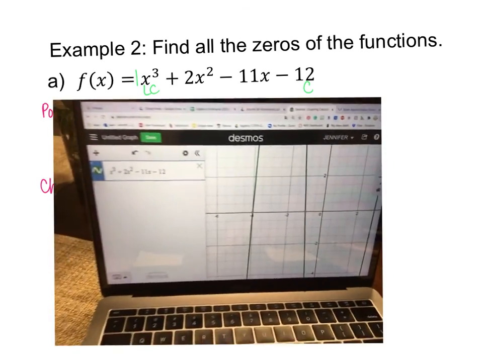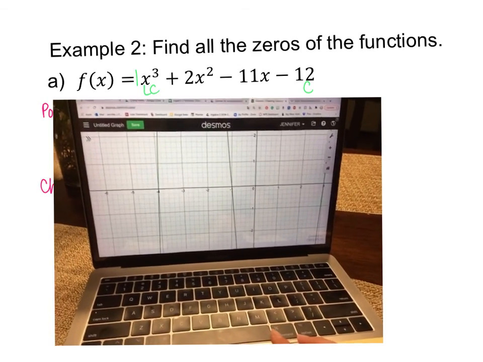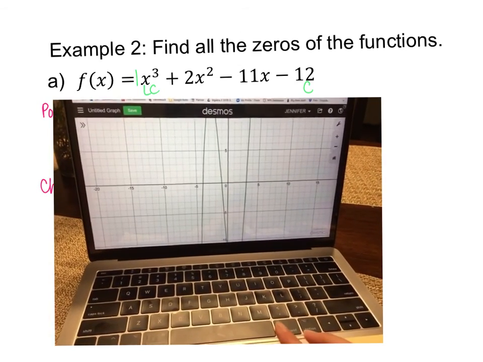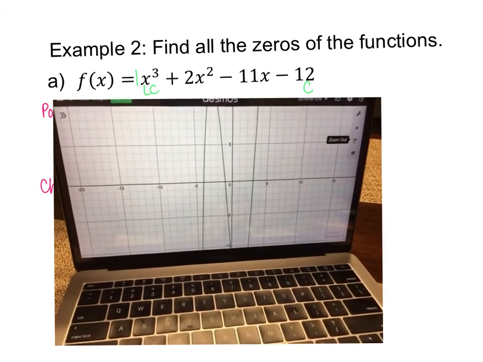And so what I'm going to do is zoom out to have a better look at what my graph looks like. You can zoom out using the buttons on the side. Plus sign means zoom in, minus sign means zoom out.